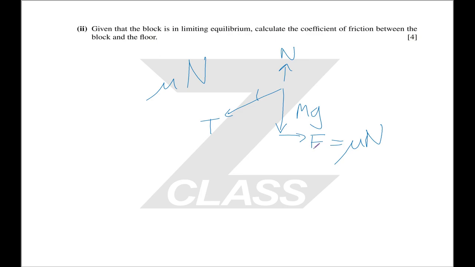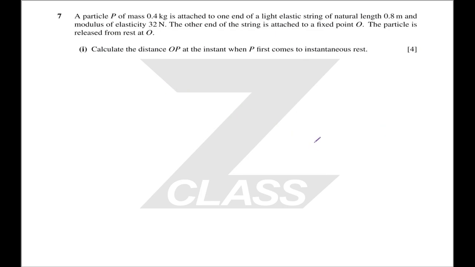So, yeah. All right. A particle, P, of mass 0.4 kilograms is attached to a light elastic string of natural length 0.8, modulus of elasticity 32 newtons. The other end of the string is attached to a fixed point O, and we are released from rest at O. Calculate the distance OP at the instant when P first comes to instantaneous rest.